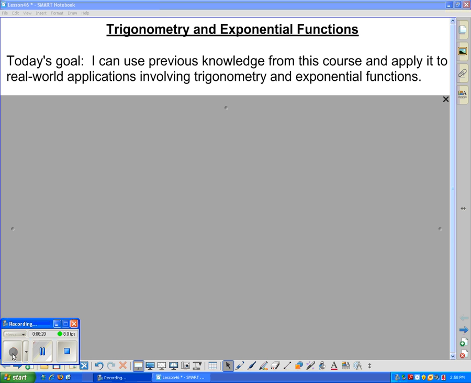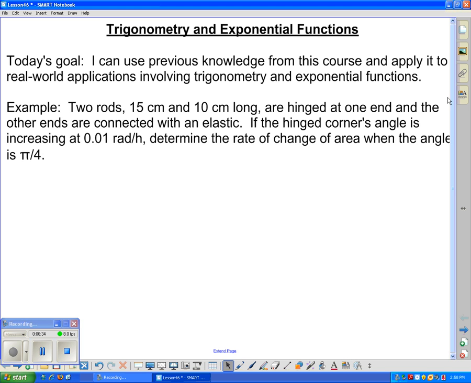And now we head into our final section here, trig and exponential functions. So it's the same goal again. We are using our understanding and knowledge of derivatives to solve real world problems. And we're looking at one specifically involving trig and exponential. So we're going to start off right with a trig question here.